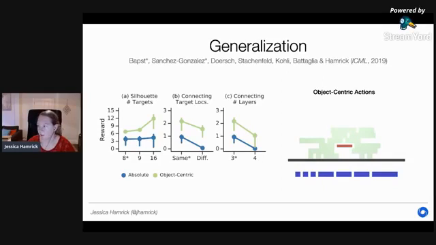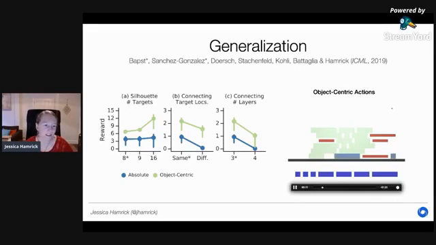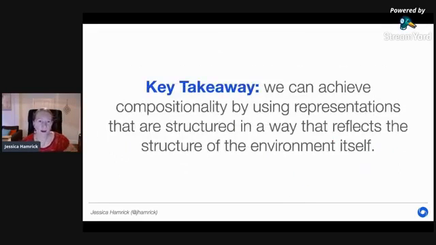So here's an example of generalizing to 16 blocks, and you'll see at the end it doesn't quite get it. It sort of misses the last block, but it almost gets it. And this is really impressive zero-shot generalization, that it can almost solve scenes with twice as many objects as it saw during training. So the key takeaway from this is that we can achieve this really impressive form of compositionality and combinatorial generalization by using representations that are structured in a way that reflects the structure of the environment itself.